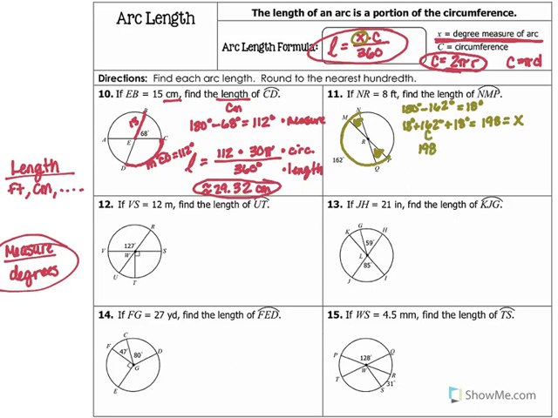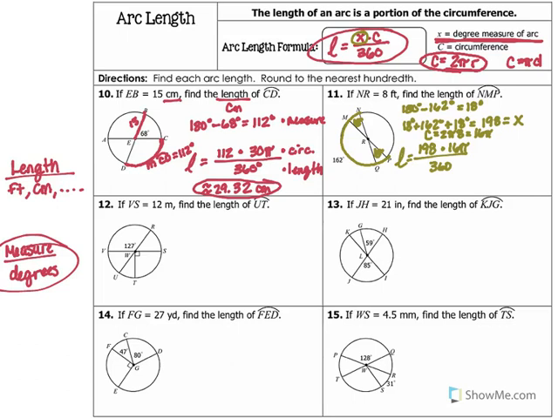Now we need to find c. We know that c is our circumference, and that is 2 pi r. So we have 2 pi, and our radius is 8 feet. So we're going to have 16 pi. So we're going to have 198 times 16 pi, and this is all over 360. This is our length equation all filled in.